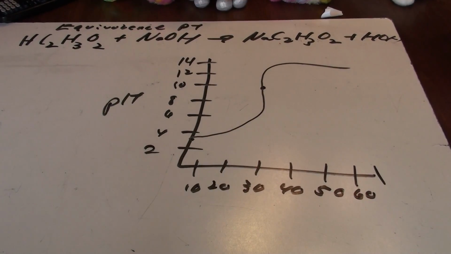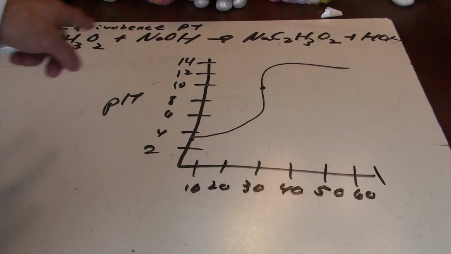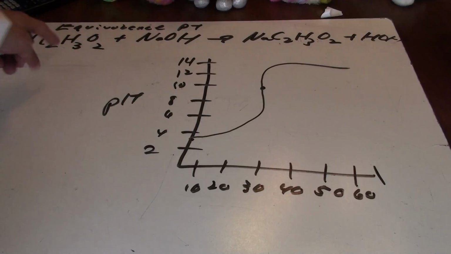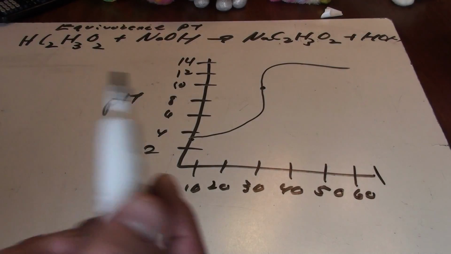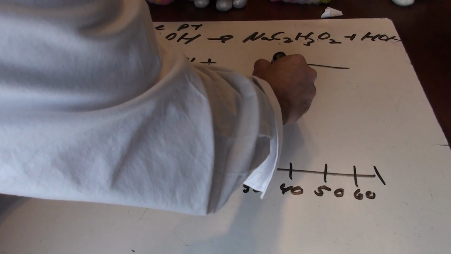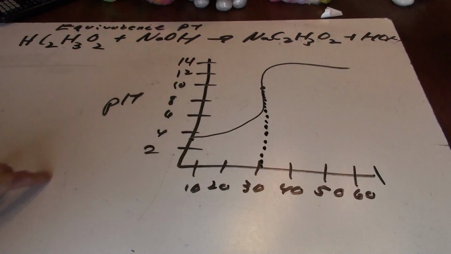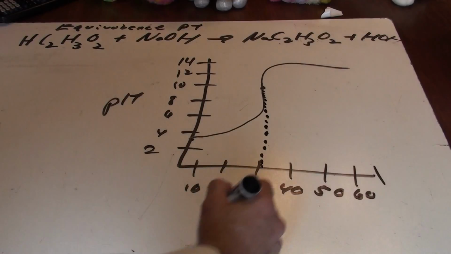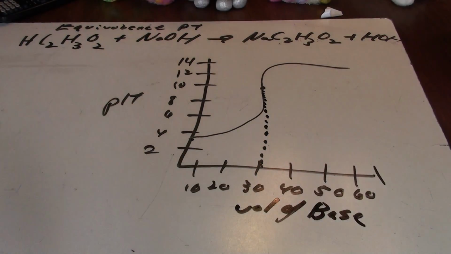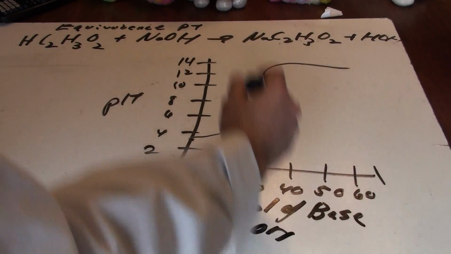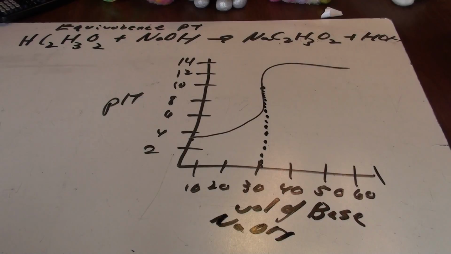inspecting the graph. In theory, that point should be when the moles of strong base are equal to the moles of strong acid. So what you do is you drop a line down, and this is your volume of base. So it looks as if it takes 30 milliliters of sodium hydroxide to get to the equivalence point.